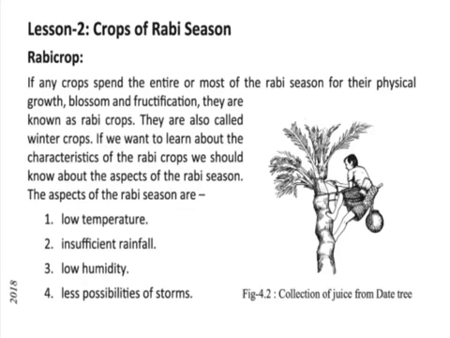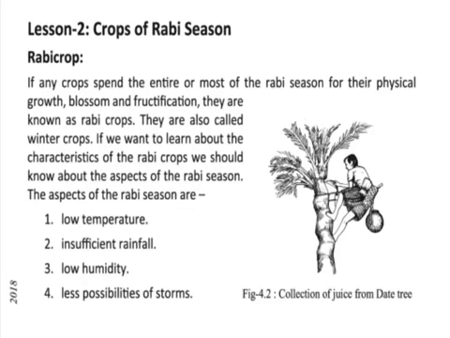If you want to learn about the characteristics of the Rabi crops, we should know about the aspects of the Rabi season. If you want to know the features or traits of these Rabi crops, we should know about the characteristics of the Rabi season. Aspects means characteristics. What are the characteristics of the Rabi season? 1. Low temperature. There is no hot temperature in the season, and insufficient rainfall.